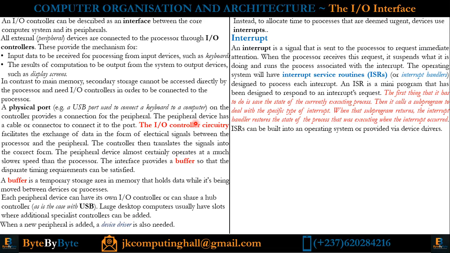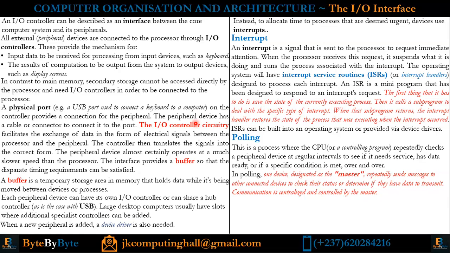So what are we saying here? If the processor is currently working on process A and process B sends an interrupt, then the processor will first of all save the state of process A. That is, I was at this particular level, let me save this state, like a restore point. Then it runs an interrupt service routine to actually solve the problem of process B. And once that problem is solved, the processor comes back to process A and continues with the execution. That is how it happens when an interrupt signal is sent to the processor. Interrupt service routines can be built into an operating system or provided via device drivers.